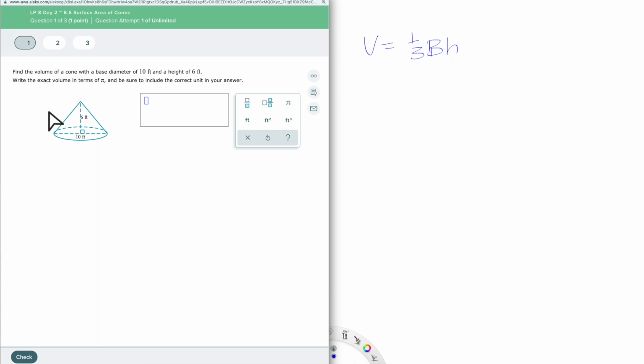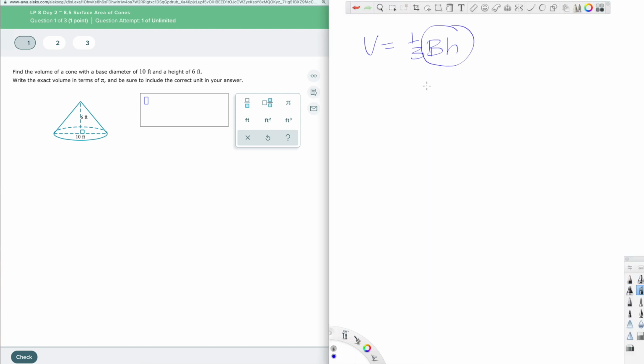So I wrote down the basic formula. Volume equals 1/3 base times height. And a lot of these 3-dimensional objects have base times height in their formula for volume. And what this capital B for base means is the area of the base or base shape, whatever it is.